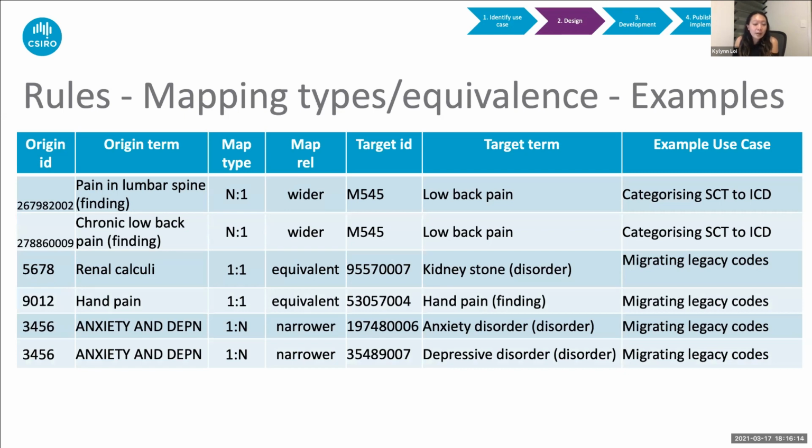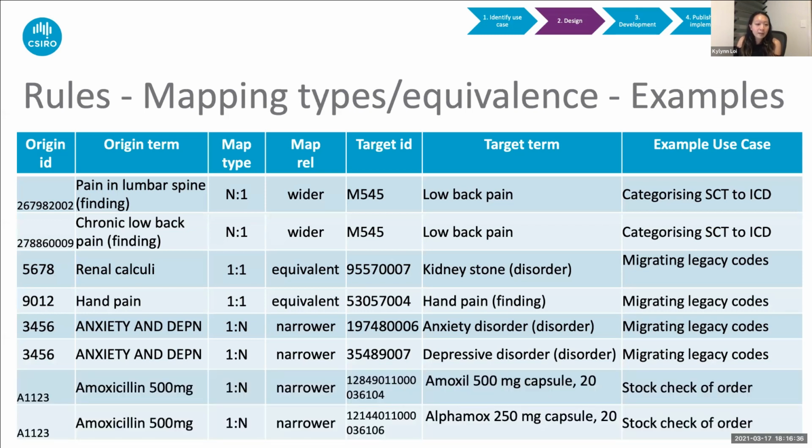If I'm migrating legacy codes, I might look for equivalents where I can. So for renal calculi and hand pain, I can find equivalents. For something like anxiety and DEPN, I might split that into 2 separate codes: anxiety disorder and depressive disorder. In this case, they're narrower because they're more specific. And then in terms of going narrower again, amoxicillin 500 milligrams, I want to see what brands of amoxicillin I have in stock. I might see that I have an Amoxil 500 milligram capsule and an Alphamox 250 milligram capsule, so I can map it that way perhaps.